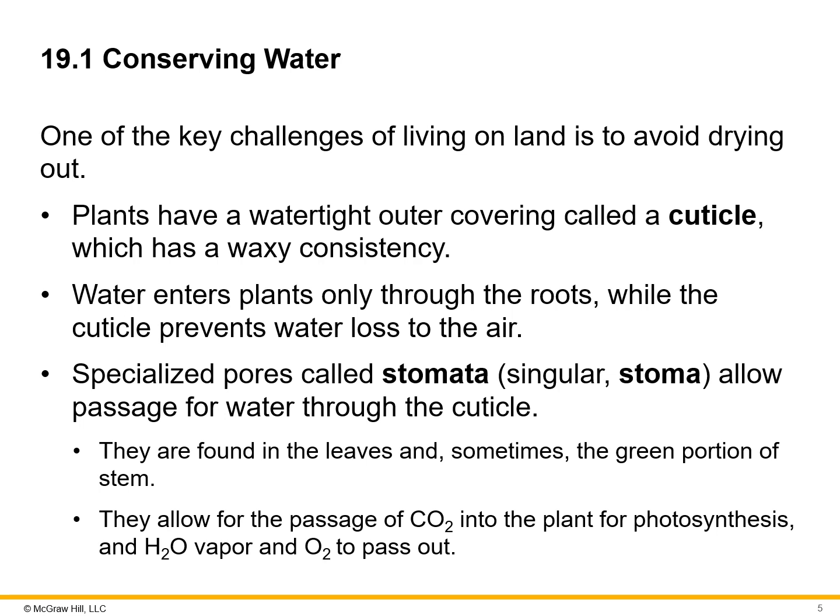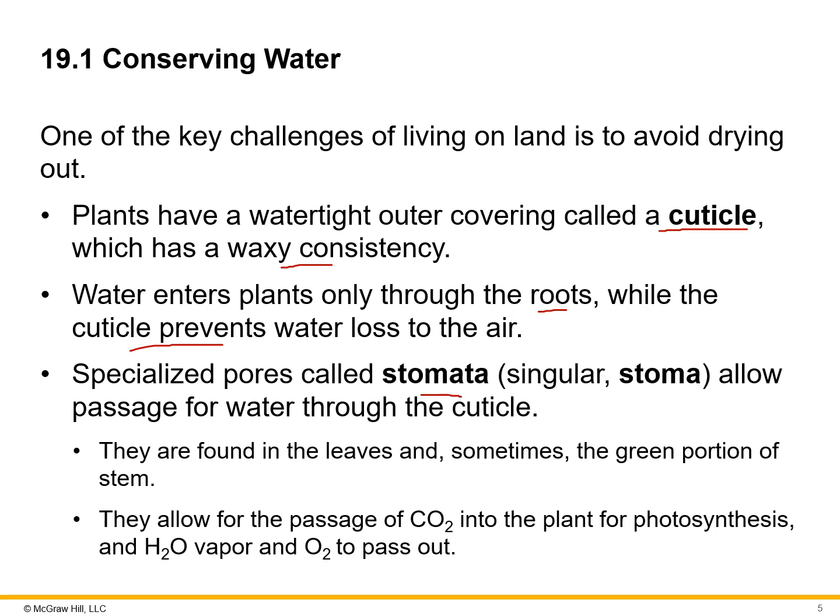Now, their ability to conserve water. So again, one of the key challenges is not living in water. You need to be able to conserve it when it's not available. So there was an outer covering called a cuticle that has a waxy substance. So the water that was inside didn't penetrate through that waxy layer because water doesn't mix with wax. So the water enters the plants through the roots, and then the cuticle prevents it from being lost into the air. Now, of course, there needs to be some gas exchange through that waxy layer, so they can't get carbon dioxide in to make glucose or release oxygen through that waxy layer either.